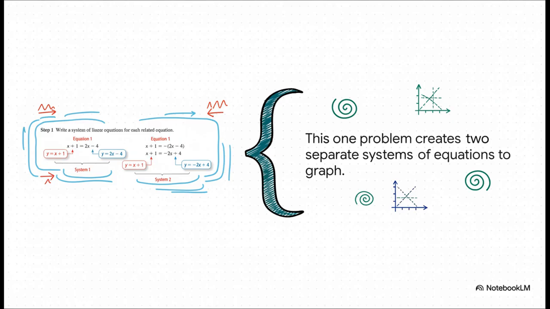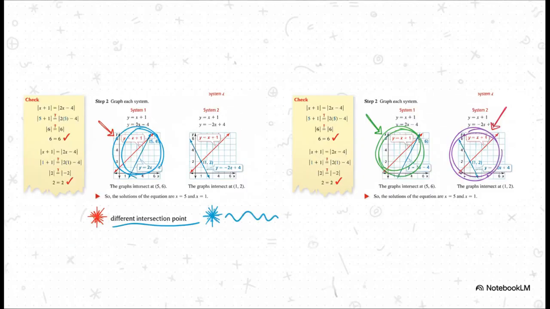Now we have to solve both of these by graphing to find all the possible answers. Okay, let's check out the graphs. On the left, you can see the graph for our first case. And look, it's got an intersection point. Now, look at the graph on the right for our second case. And what do you know? It has a totally different intersection point.